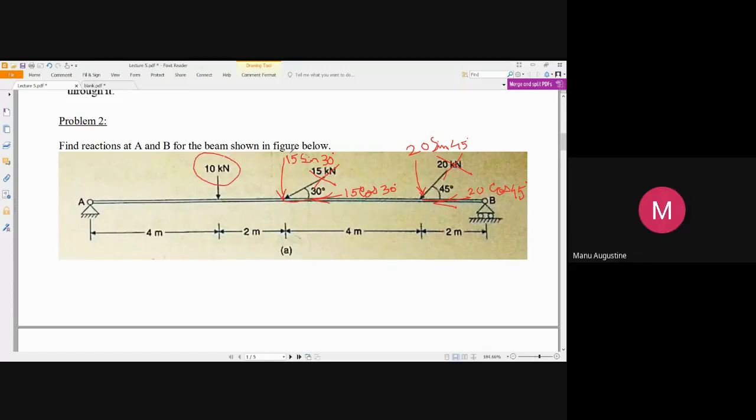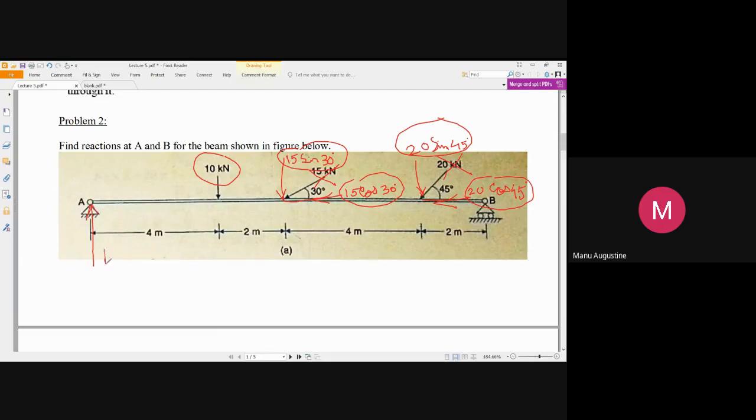One, two, three, four, five. There are five forces externally acting on the beam. Now, what happens is, since A is a pin joint, A will see, are there any vertical forces acting? Yes. So there will be a vertical reaction also at A.